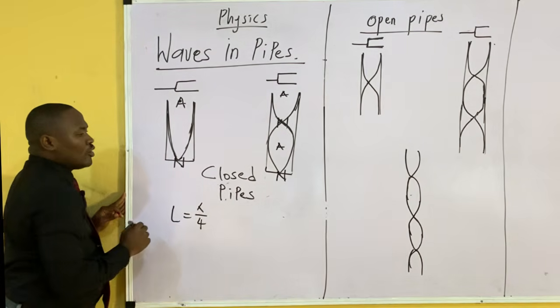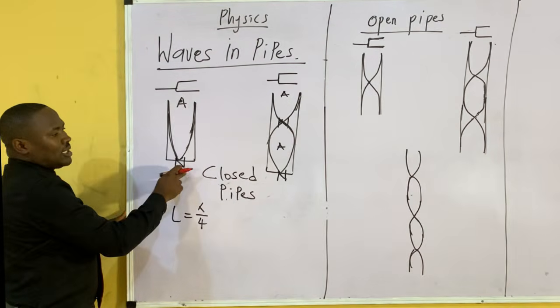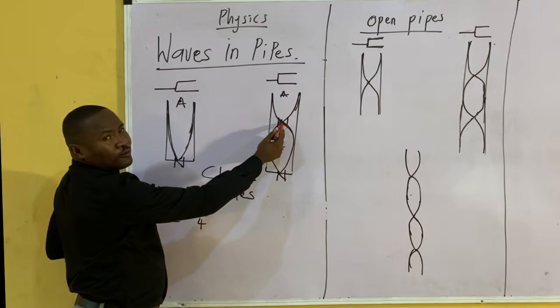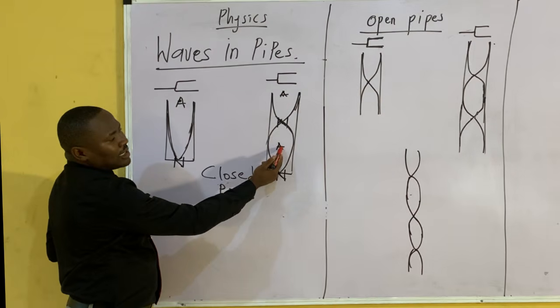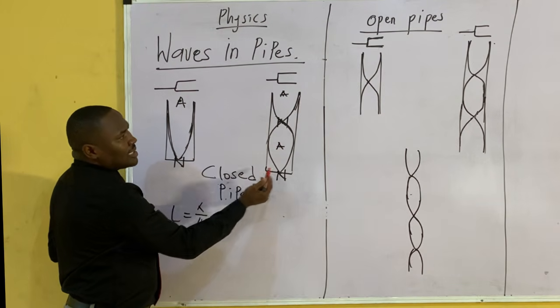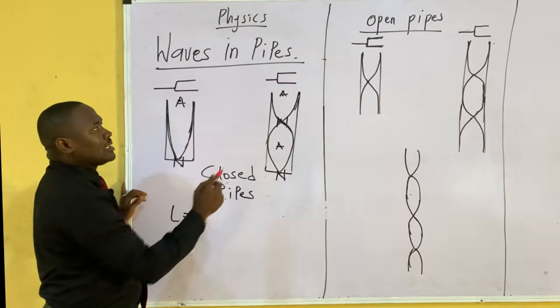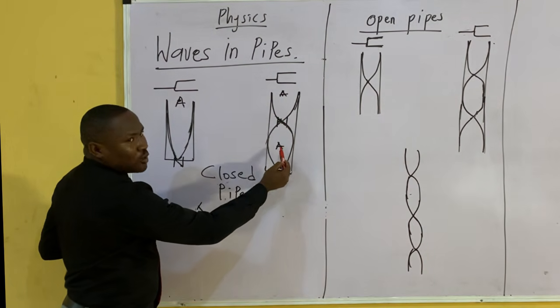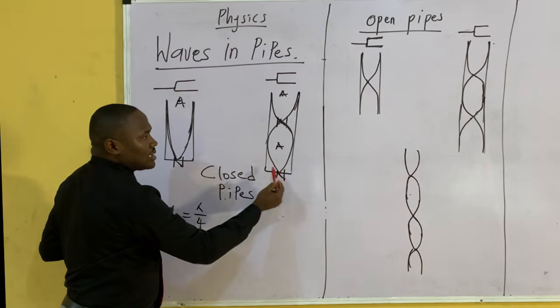lambda over 4. So the distance between here to here is lambda over 4. Between here to here is lambda over 4. I reiterate again, the distance between here to here is lambda over 4. And between here to here is lambda over 4.